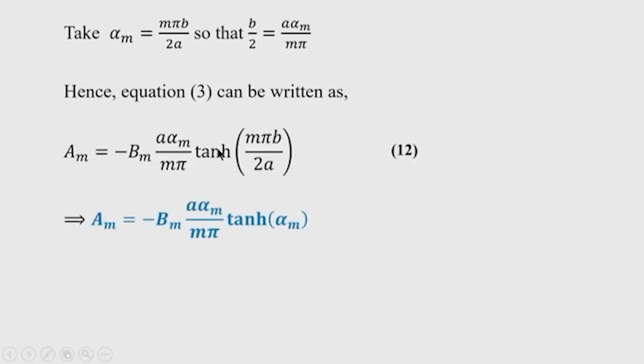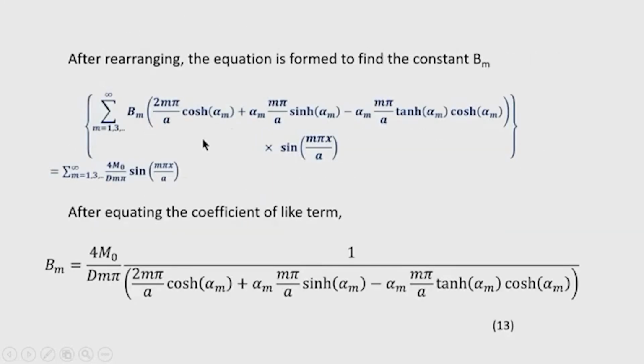So, it is summed up and written in a compact form, taking the common terms together. So, it is written 2 m pi by a cosh alpha m plus alpha m pi by a sinh alpha m minus alpha m pi by a tanh alpha m cosh alpha m, okay, multiplied by sin m pi x by a.